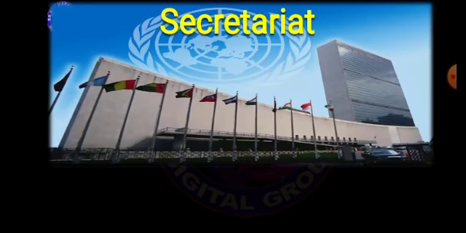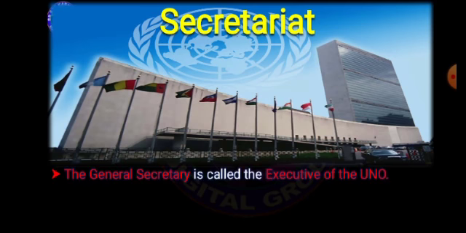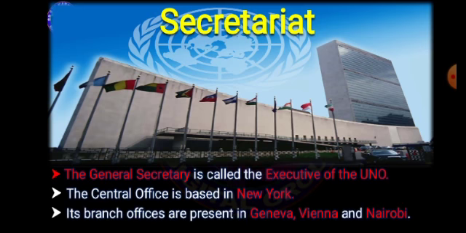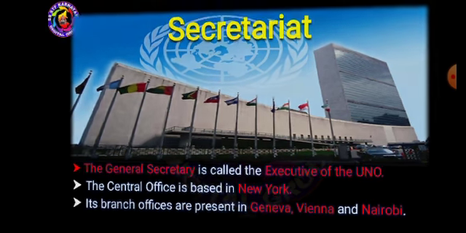And the last important affiliated body of UNO is known as the Secretariat organ. The Secretary General of UNO is always the head of the Secretariat as well. The present Secretary General of UNO, Antonio Guterres, is also the present head of the Secretariat organ, who is known as the executive of UNO. This Secretariat organ has its head office in New York, and its branches are also located in three important cities: Geneva, Vienna, and Nairobi.